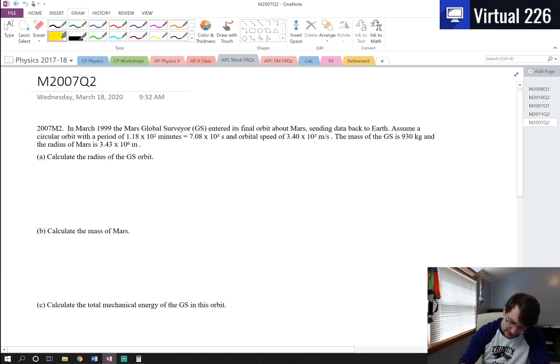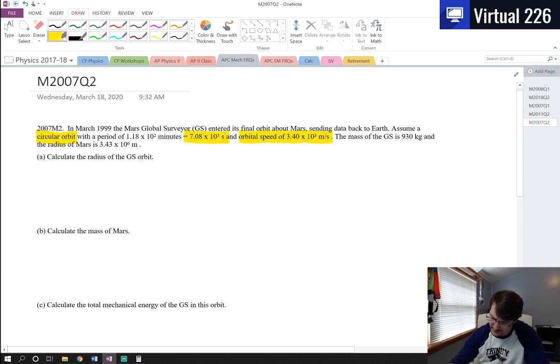Assuming a circular orbit, which is so nice for us, with a period of 1.18 times 10 to the 2 minutes, which I never want to use minutes, so I'm using this here, 7.08 times 10 to the third seconds, and an orbital speed, for that circular orbit, of 3.4 times 10 to the third meters per second.